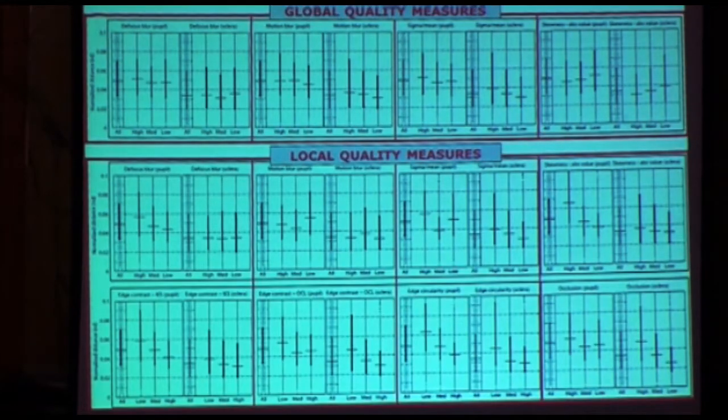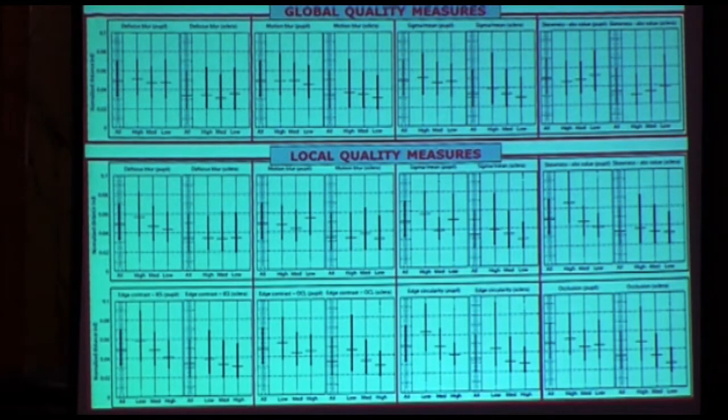Sorry for this dense slide. I will summarize the most important things. Here we have the segmentation accuracy using the global and the local quality measures. Remember that we have 4 global quality measures. So for each quality measure, we have the segmentation accuracy in the pupil and in the sclera. And we have 8 quality measures here. So for each measure, we have 2 results, one for the pupil and one for the sclera.